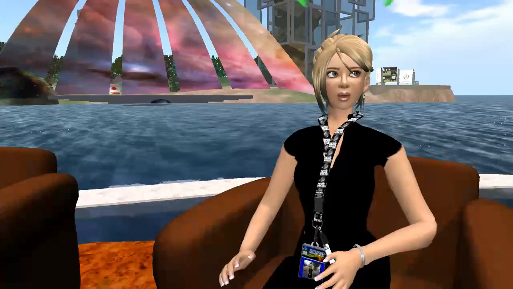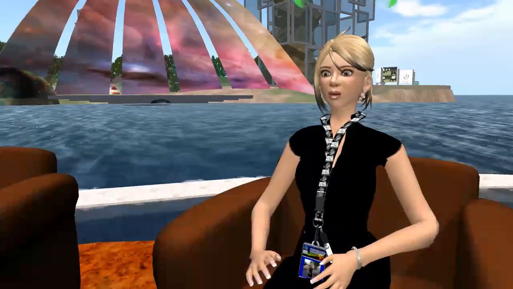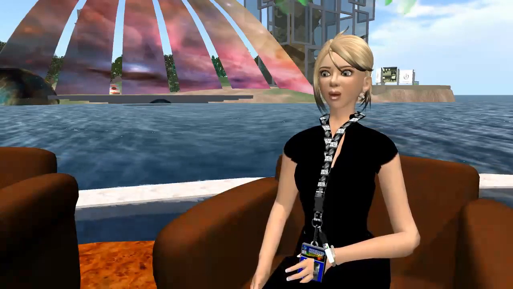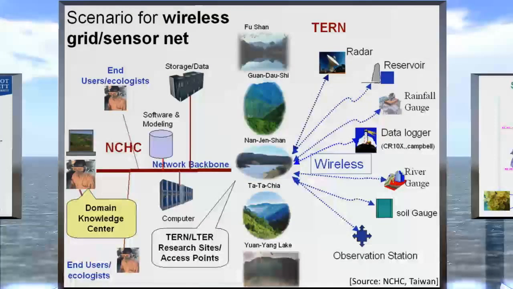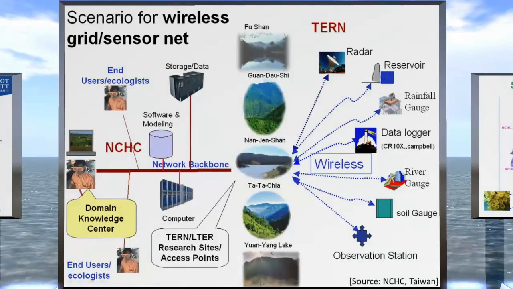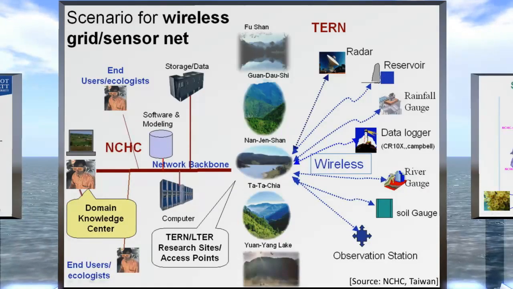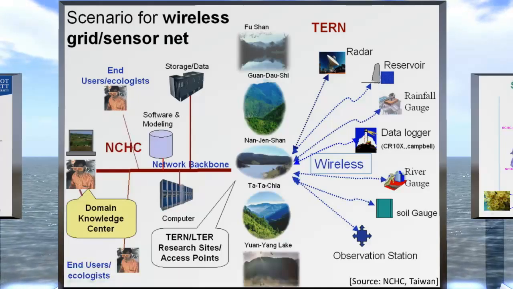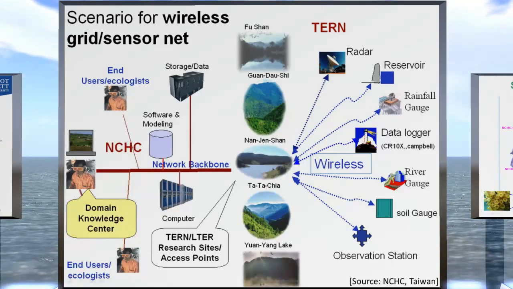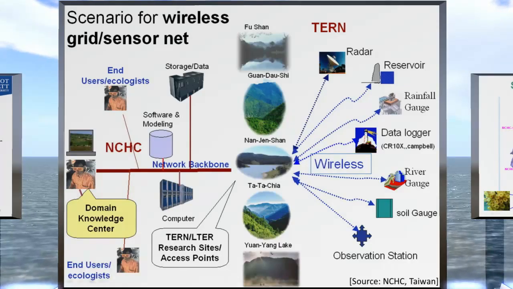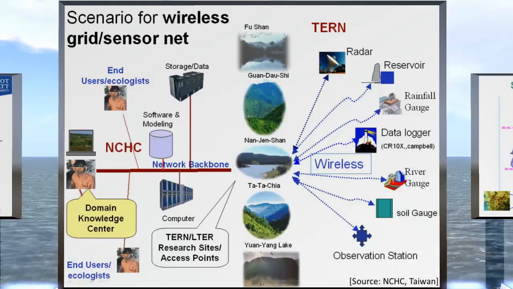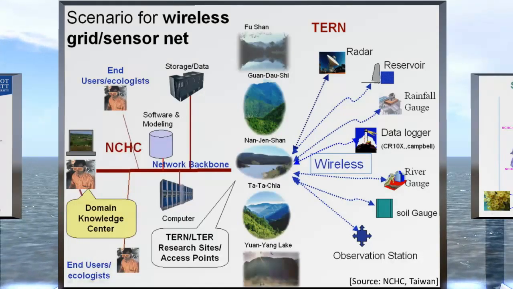A little more background is how the wireless grid or sensor net is set up. There is something called LTER, which stands for Long-Term Ecological Research, something like a long-term observation network for conservation and maintenance of diversity. What you are seeing in this picture is a sensor net. At the time of the project, they had five sensor nets, but there are more now. What they do is, in this national park, at different locations, they set up various sensors to gather data.